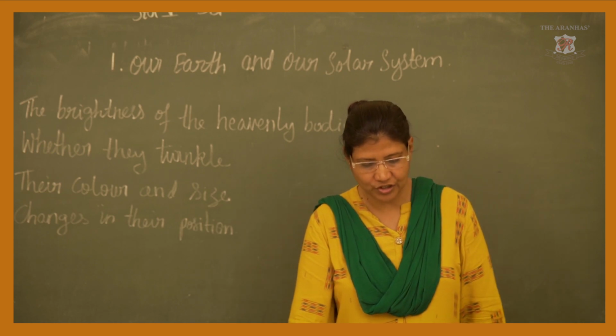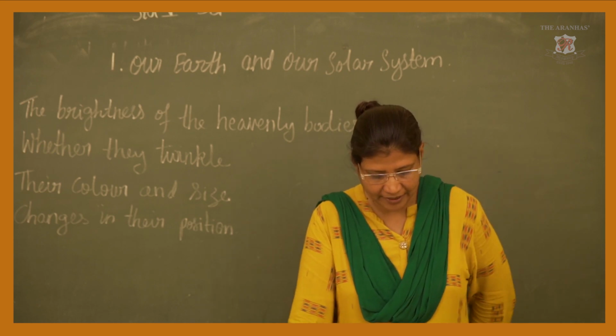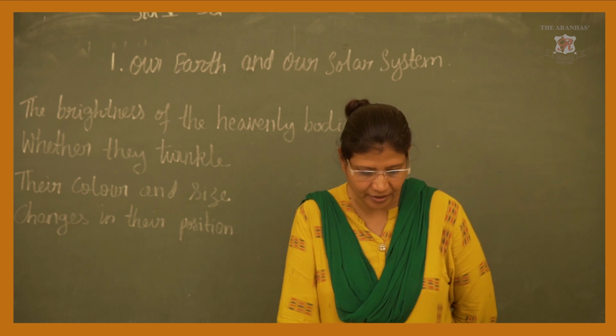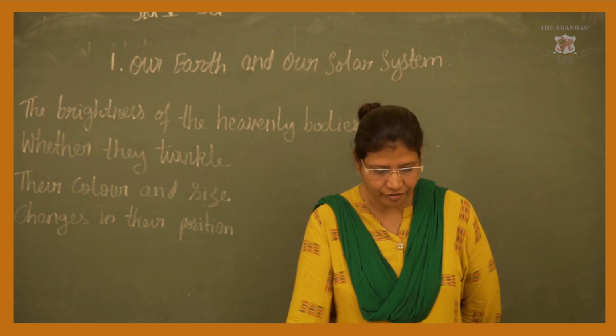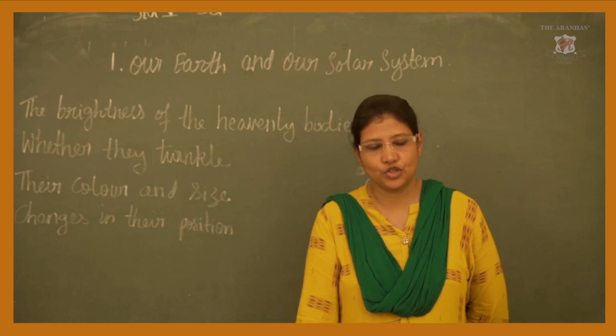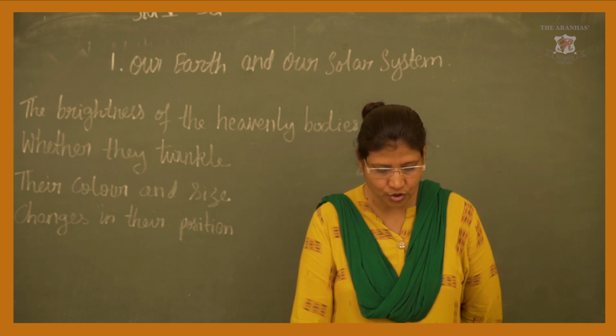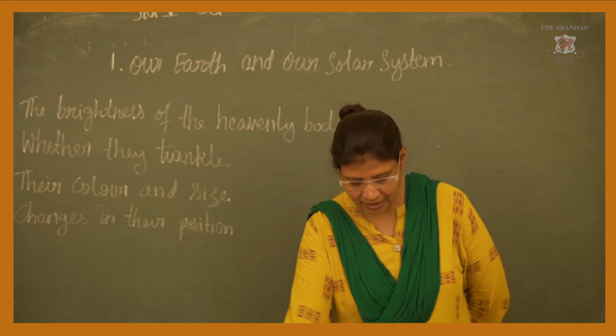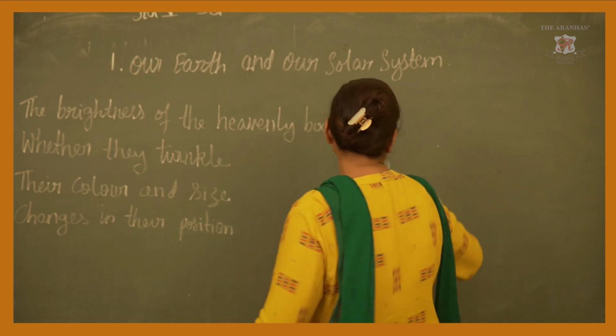Now, what are asteroids? Between the planets Mars and Jupiter, there is a band of numerous small heavenly bodies. They are called asteroids. Asteroids also revolve around the sun. I will show you.